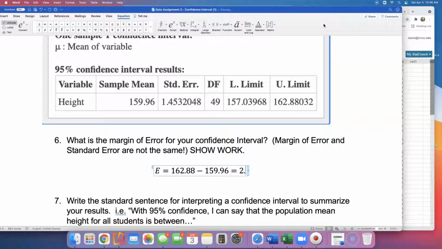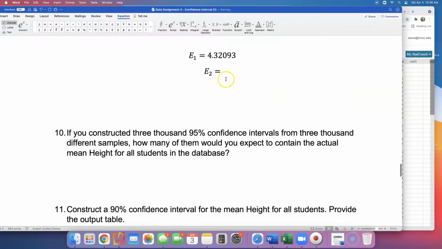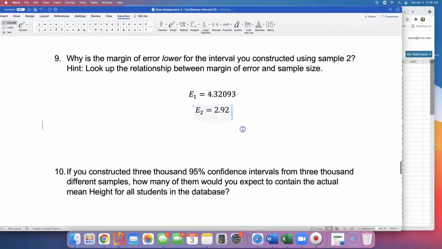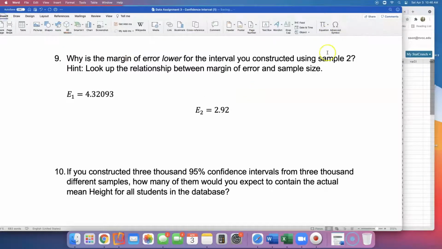This came out to be 2.92. So down here I say 2.92. Now listen, both confidence intervals were 95% confidence intervals for the population height, the average height for the population. But how come the first one has a bigger margin of error compared to the second one? What was their difference?